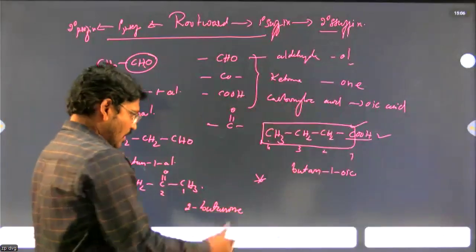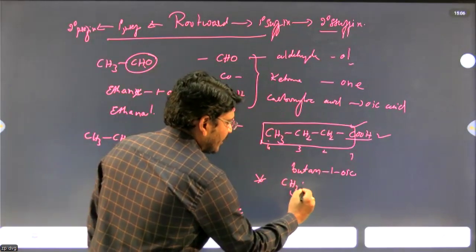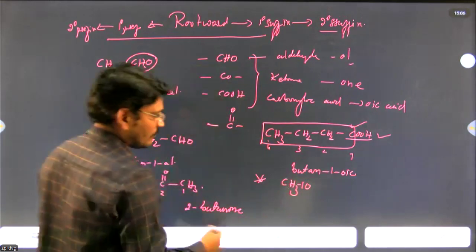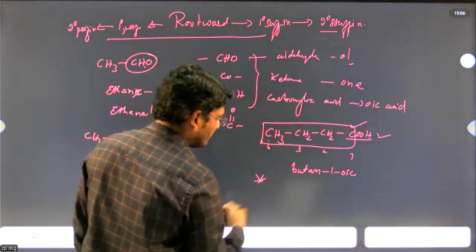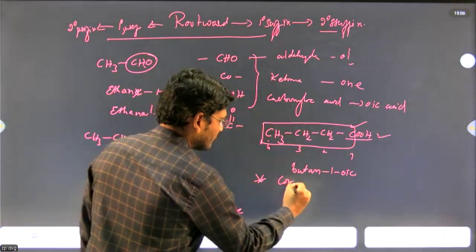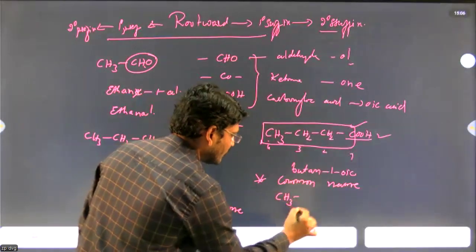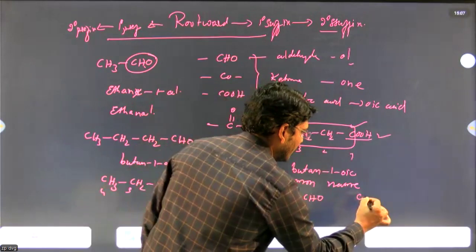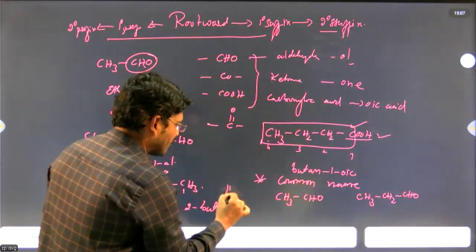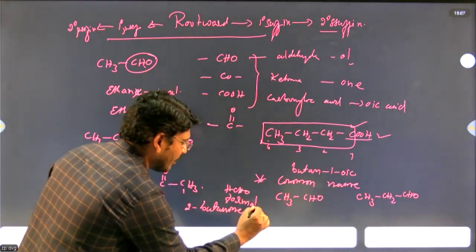But when it comes to common names, let us consider the common names for different compounds: CH3CHO, another one CH3, CH2, CHO, and another one HCHO. The common name of this particular compound, HCHO, is formaldehyde.